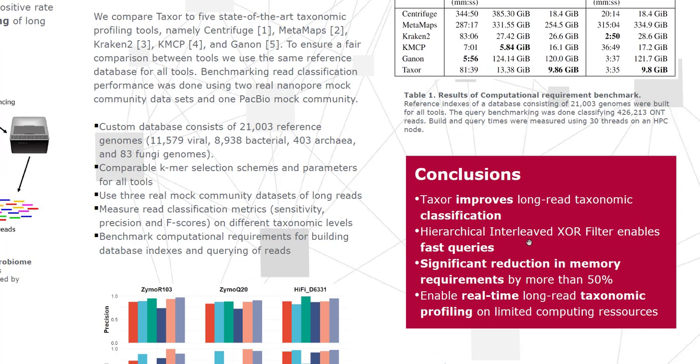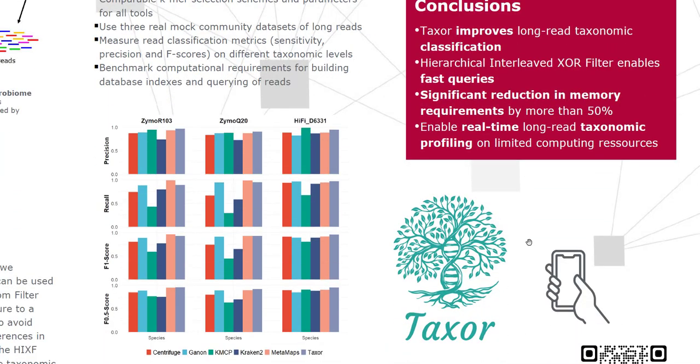Finally, we can conclude that Taxor improves long-read taxonomic classification, and that our hierarchical interleaved XOR filters enable fast queries by also reducing the memory requirements by more than 50%. These results show that Taxor can enable real-time long-read taxonomic profiling on limited computing resources.